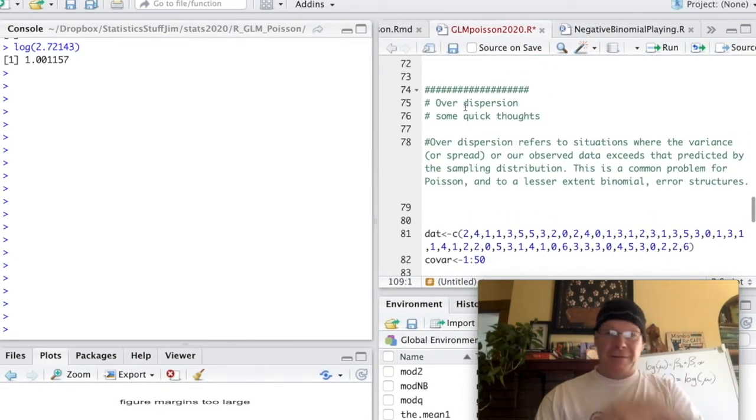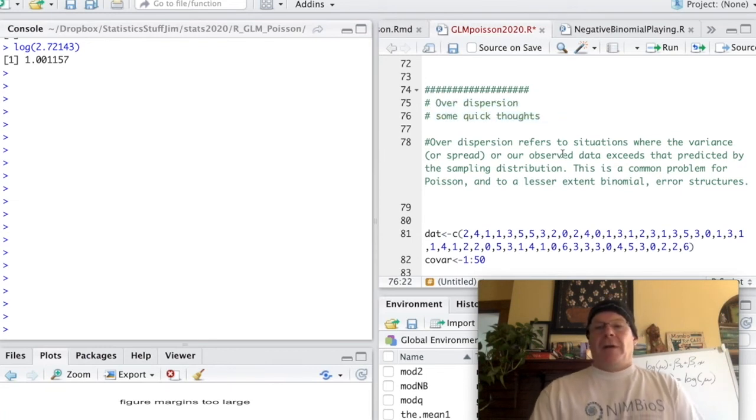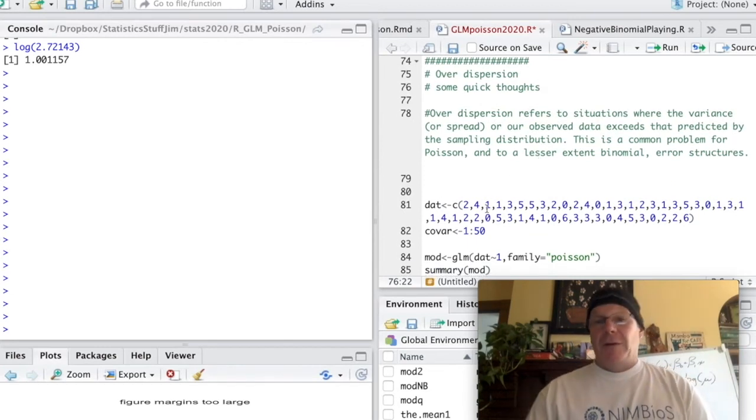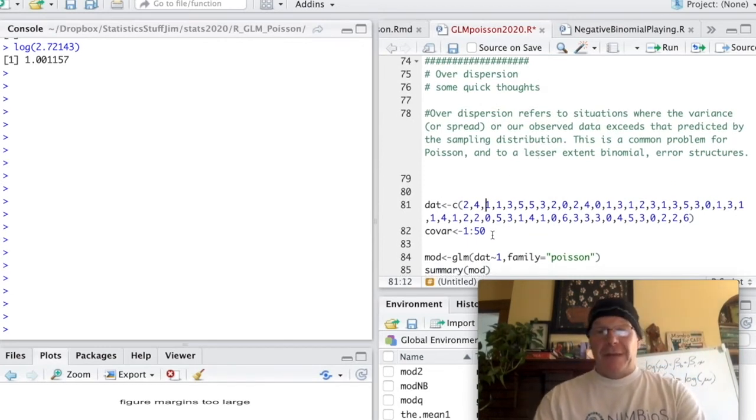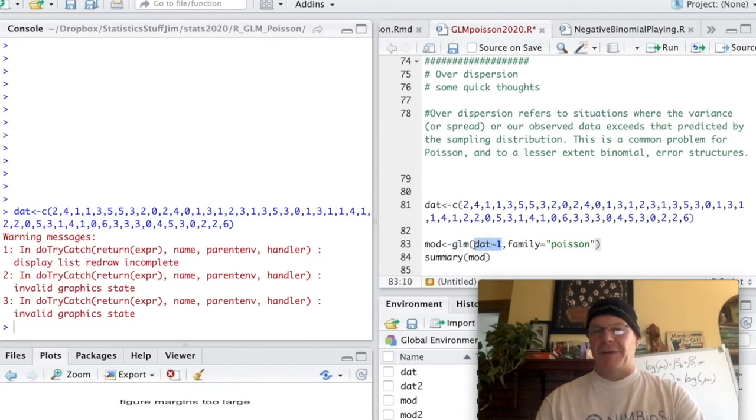And here you can see I cleverly said some quick thoughts on over-dispersion. So again, we know what over-dispersion is, and we know what the problem might look like, and we know how to diagnose the problem. So here I'll just read in some data, which I'm going to decide to model as a Poisson. And I'll go ahead and make a generalized linear model. And just as the example before, I'm just going to estimate the intercept. So all I really want to do is be able to estimate what that lambda parameter is.